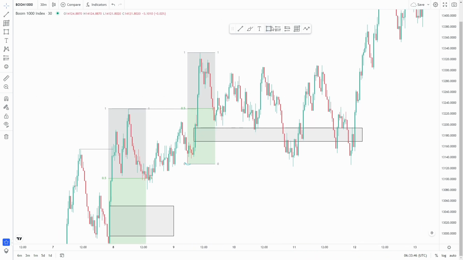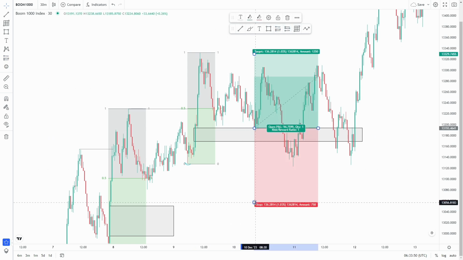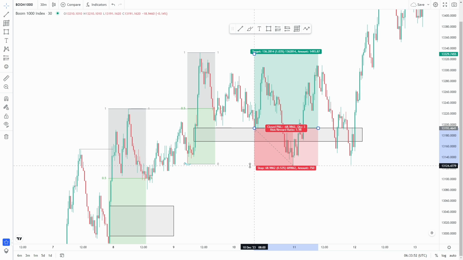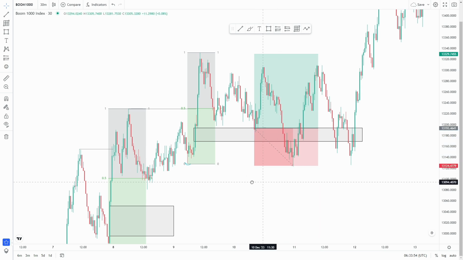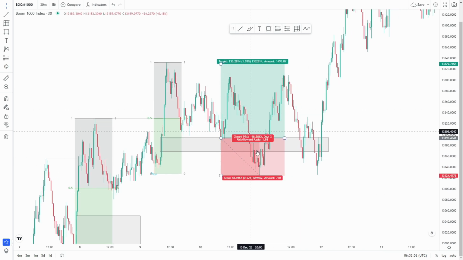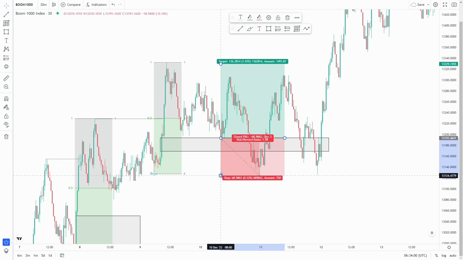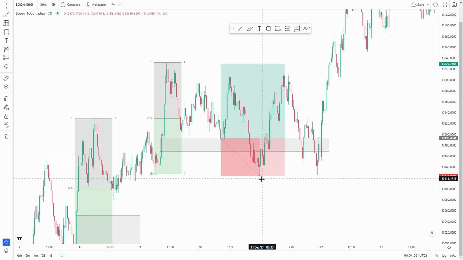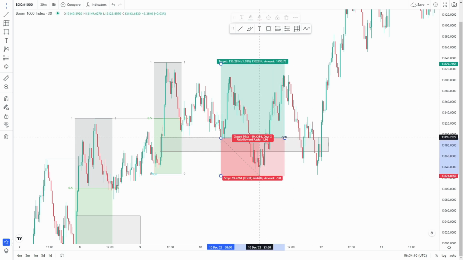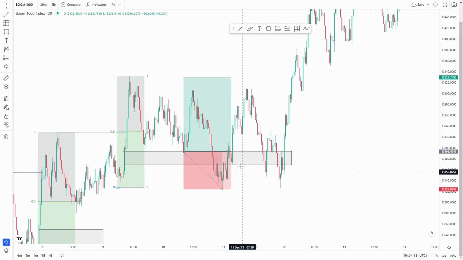Tagged in. There we got tagged in. Stops below the most recent low. There we go. Price went down. Just stopped us out. If you want to, you can put your stop loss further down. You would be safe. I got stopped out on this trade. Stop loss hit. Price went against me. So that's a losing trade.